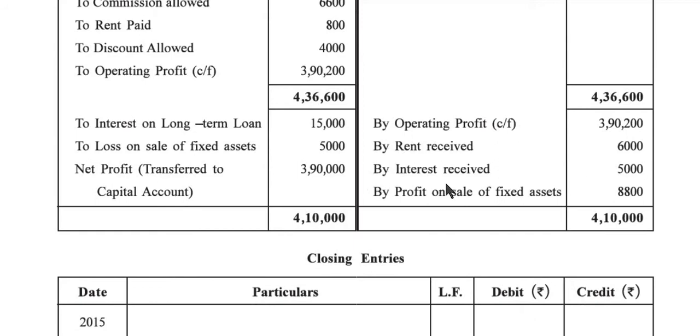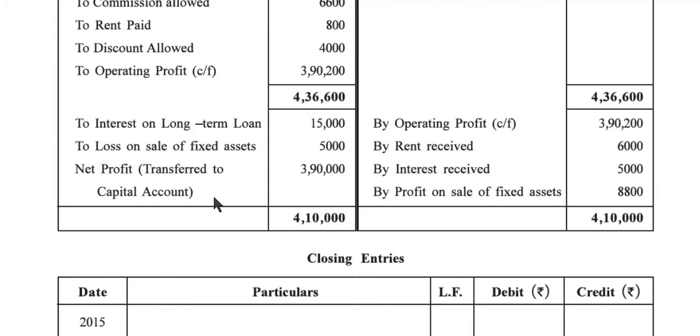Rent received 6,000, interest received 5,000, to interest on long-term loan expense on the debit side 15,000, to loss on sale of fixed asset 5,000, to profit on sale of a fixed asset 8,800. Credit side total 4,10,000 minus 20,000, then we get 3,90,000, and it is net profit transferred to capital account.